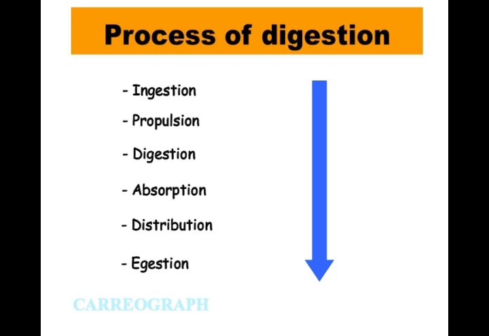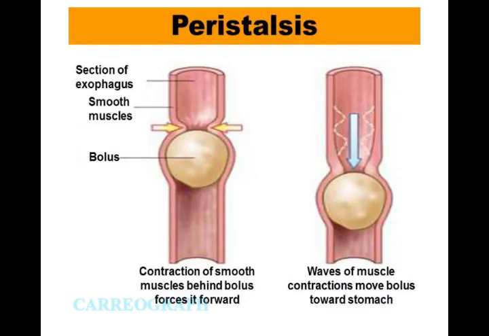After ingestion we have propulsion. In this process of propulsion we have movement of food in the alimentary canal. This movement is a wave-like movement. You will see in this picture the food, which is in bolus form, is moving in this tube-like structure due to contraction and expansion of smooth muscles of the GI tract. And this movement of food is called peristalsis movement, and this peristalsis movement takes place in the process of propulsion.